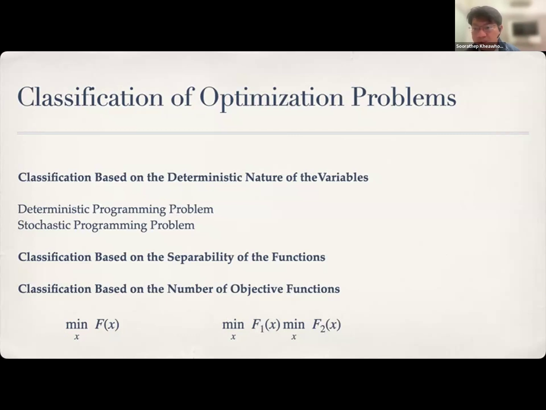That is called multiple objectives. And unfortunately, those two objective functions can conflict. You try to minimize one thing, but the other objective function increases instead. So in that case, it is called multiple objective functions.